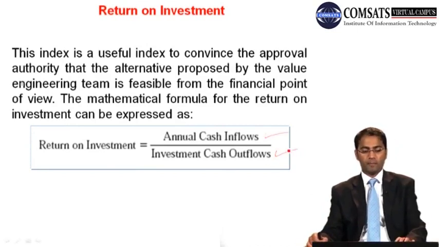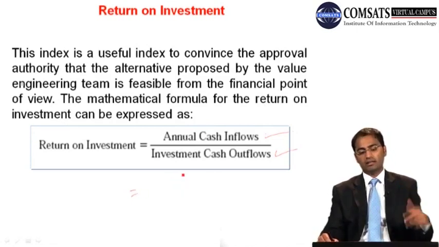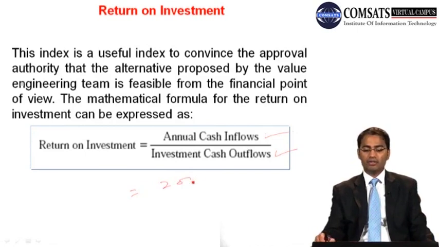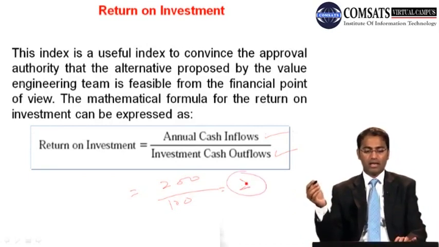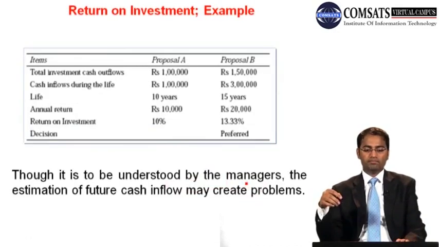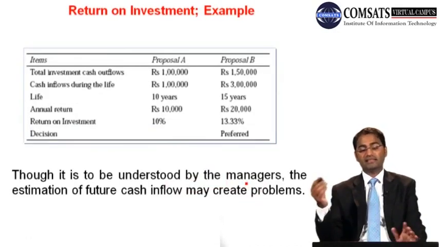So if you have annual cash inflows of 200 and investment cash outflows of 100, then you have a value of 2. So that is positive, that is greater than 1, hence that is a good thing. So then there is an example.